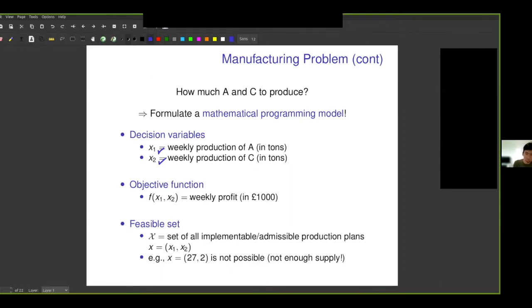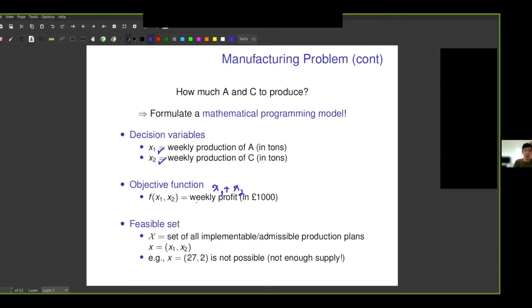On top of this, you will also have an objective function, which is the weekly profit. As I mentioned before, maximizing the weekly profit is basically the same as maximizing the total amount that you can produce. Then basically this function f is going to be just given by x1 plus x2, especially because A and C have the equal selling price.